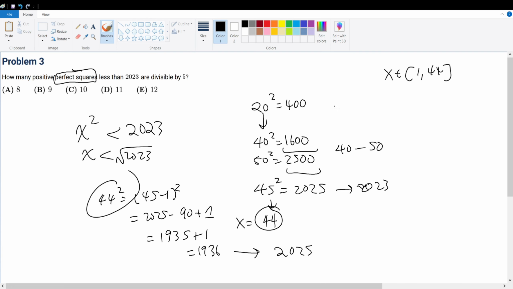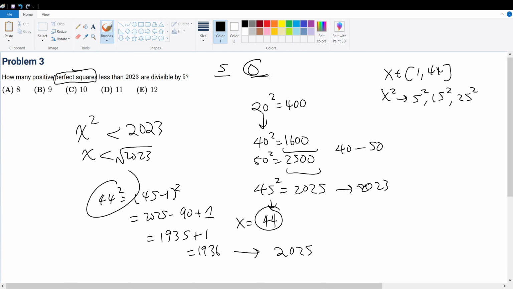But they have to be divisible by 5 when I have x squared. So what values of x squared are divisible by 5? Well, to be divisible by 5, it must end in a 5 or end in a 0. What perfect squares end in a 5? Well, that's obviously 5 squared, 15 squared, 25 squared, and etc.